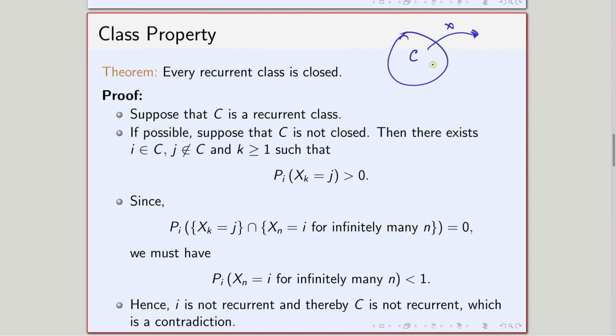I will be inside the class always. That means that if I have i in C and some j outside C, then j is not accessible from i. I cannot go from i to j, for all j not belonging to C and for all i belonging to C. That is what a closed class means: from the class I cannot go outside. What we are going to prove now is that a recurrent class is always closed. If I have a communicating class whose states are all recurrent, then we call it a recurrent class, and this result says that such classes are closed. If I start from such a class, I have to be in that class forever; I cannot go outside that class in future.